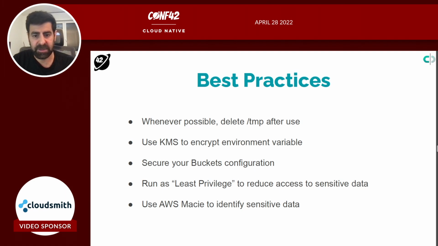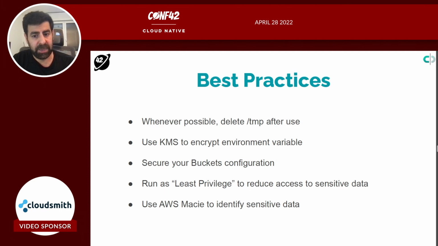Use KMS, the key management service if we're using AWS, or an equivalent, to encrypt environment variables, to encrypt data. And you can also use secret storage if you need to transfer data, secrets between Lambdas and services. If you're using other services, make sure you're securing them. For example, buckets. Don't make them public. That could be a huge risk for your company.